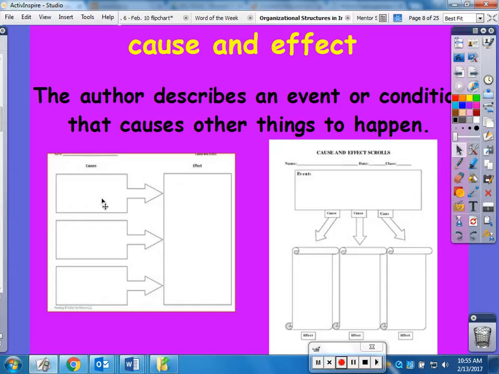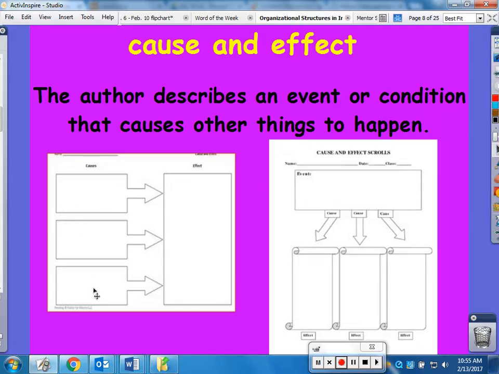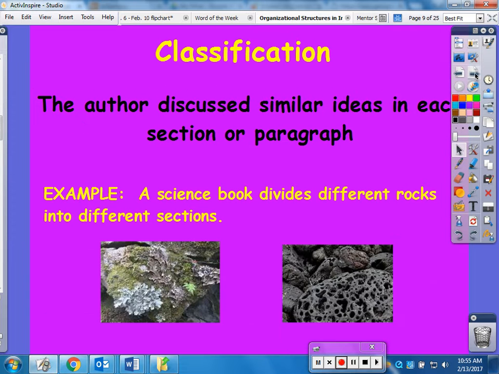In Chasing Lincoln's Killer, there are causes and effects. These might list the causes of what caused Booth to kill President Lincoln. That's the effect. Next we have classification.